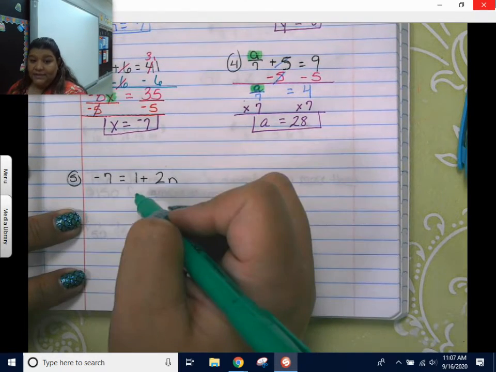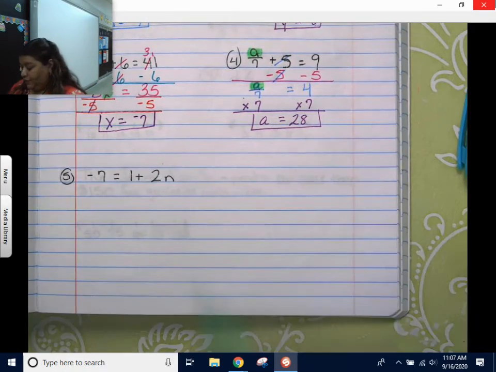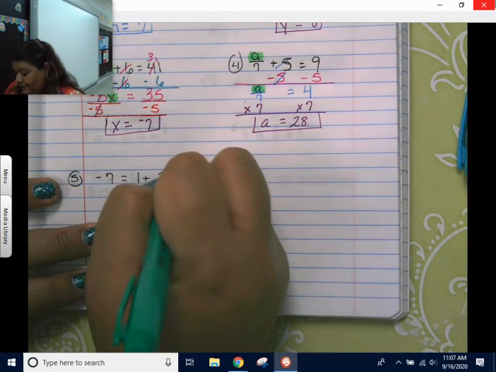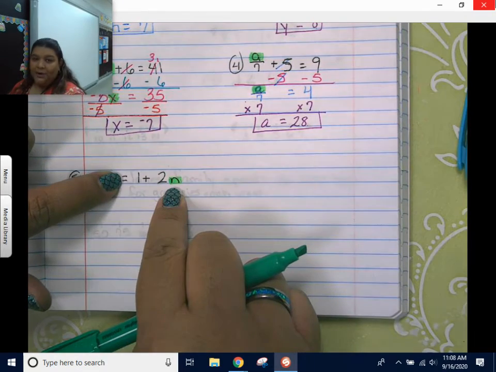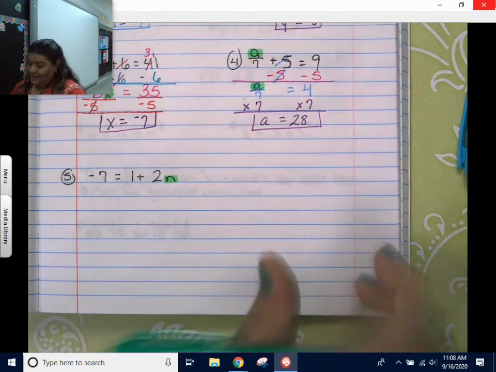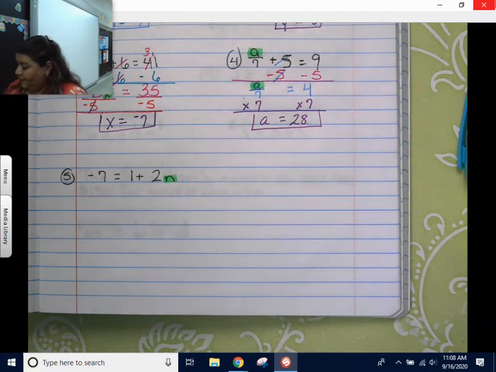I have -7 is equal to 1 plus 2 times some number out there. Let's figure out that number. Isolate the variable, okay? It's on the right side of the equal sign. Doesn't matter. We're still going to solve it the exact same way. I'm still getting rid of the 2 numbers that are on this side of the equal sign, okay?